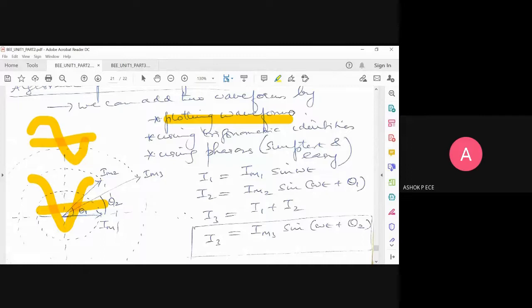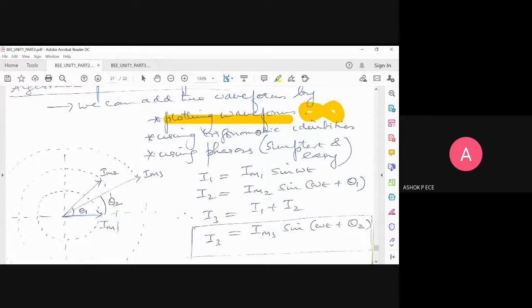I can add the two waveforms by plotting the waveforms, which is very time consuming for me because I need to add innumerable number of points, because the signal is continuously varying. I cannot split it into a finite number of points. So I have to add infinite points to get the exact answer for the addition of two waveforms. So plotting waveforms is very tedious.